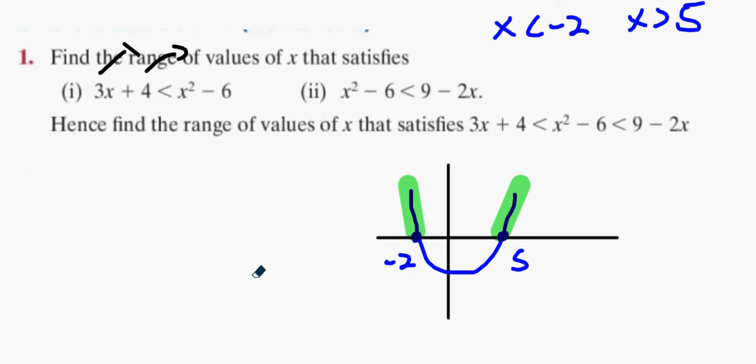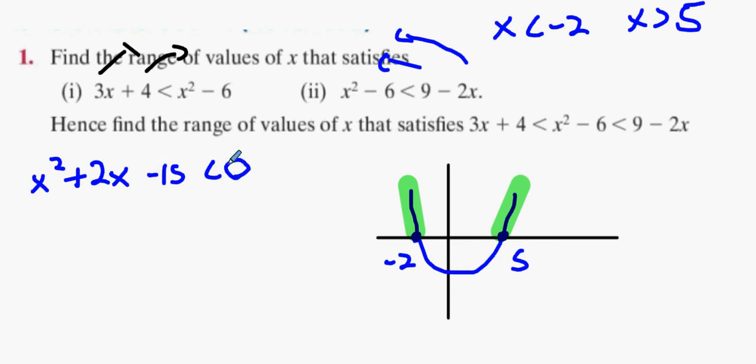You go, okay, bring the 2x to the left and the 9 to the left. So you're going to get x squared plus 2x minus 15 less than 0. This time you want it to be less than 0. Is that alright?